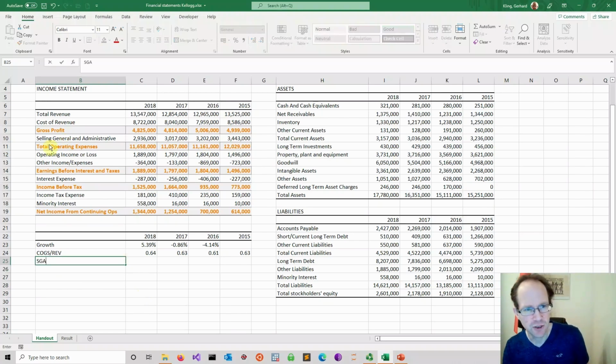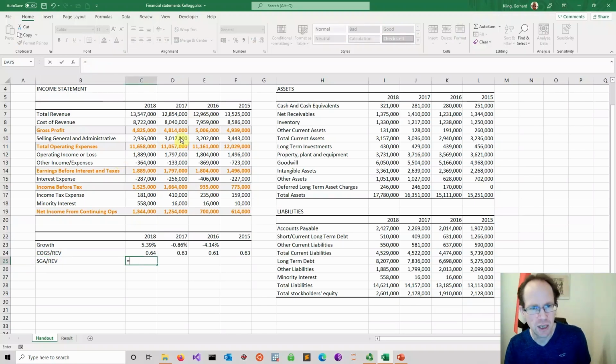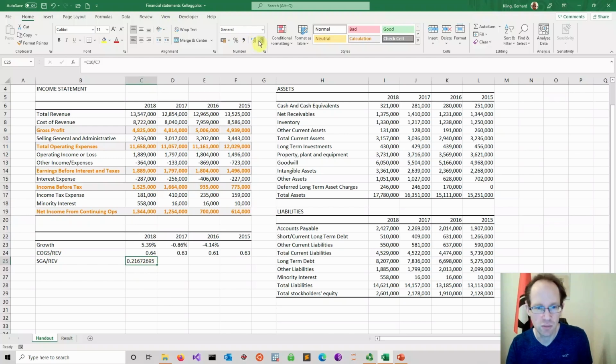SG&A, sales, general and administrative expenses, so these are actually overhead or fixed costs. It's not a perfect definition, so one has to be a bit careful here, but it's quite often how it's used. So we look at SG&A and we compare this to our revenue. So we do something similar. Again, we could modify our decimals here. That's quite easy, and we track this along.